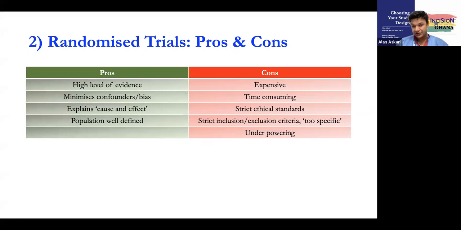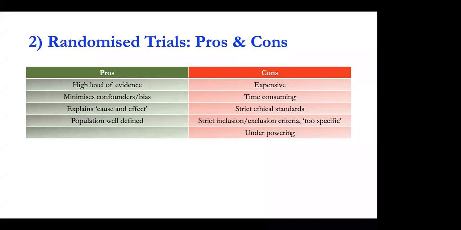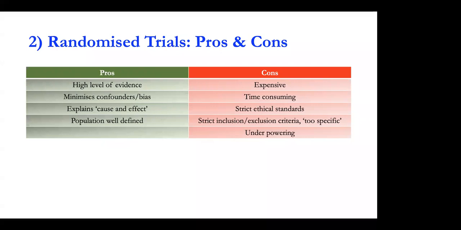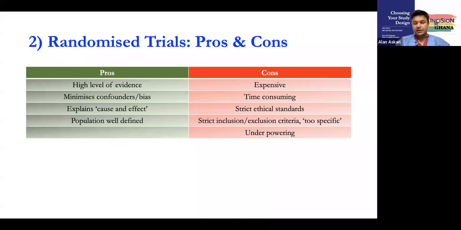We also adhere to strict ethical standards. And as we talked about, many countries have very strict legal and medical ethical protocols in place. Now, I know I said that the population is well defined, but a downside of that is that because you have very strict inclusion-exclusion criteria, it can be too specific. So yes, you've done this wonderful trial and you found this in this particular group, but does it apply to people who are younger or older or male or female, etc.?